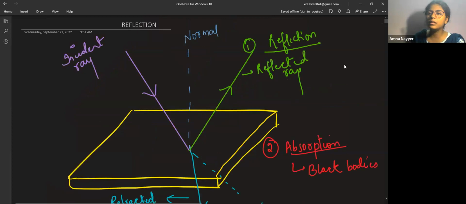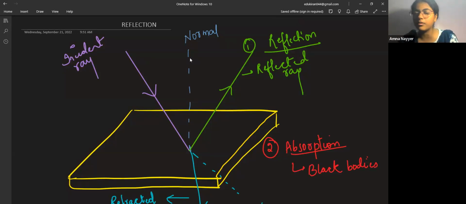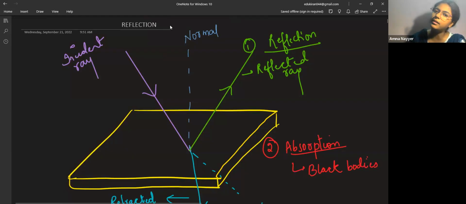Those students who were not there yesterday, just write down this. And once this is done, everyone will write the laws of reflection and make the heading as reflection only. Your chapter's name is ray optics, but the topic that we have started is reflection.